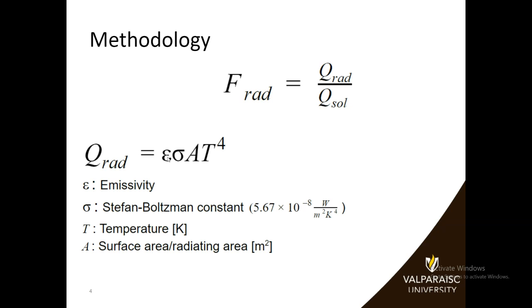QRAD is epsilon sigma A T to the 4, where epsilon is the emissivity and it's a property of the material. We're going to come back to this term later. Sigma is the Stefan-Boltzmann constant and it's 5.67 times 10 to the negative 8 watts per meter squared Kelvin to the 4. T is the absolute temperature in Kelvin. A is the surface or radiating area and usually in units of meters squared.